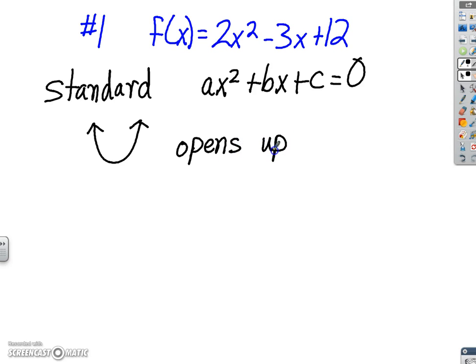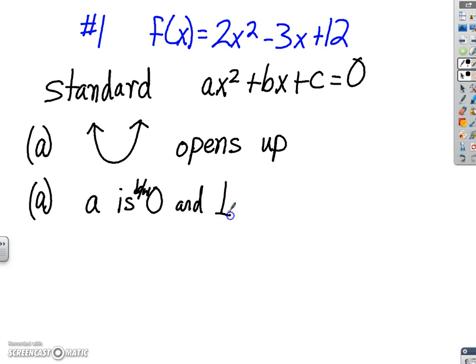The next question is, is this thing narrow or wide? Looking at the a, we know that if a is between 0 and 1, which this one's not, that would make it wider. And if a is greater than 1, which is what we've got right here, then this thing is narrow, it's skinny. So we're looking at a narrow one that's been stretched vertically, or compressed horizontally.